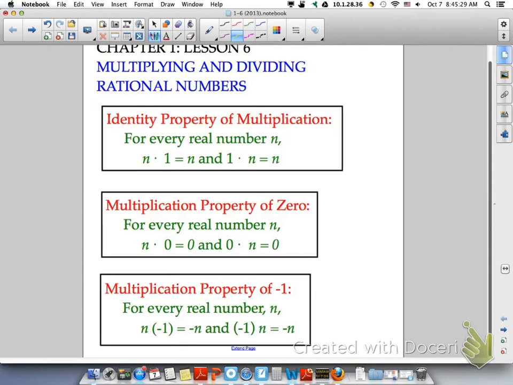All right? So what you see here, this symbol is not always read as -n. Sometimes it's helpful to read it as the opposite of n. And -1 times n equals the opposite of n.